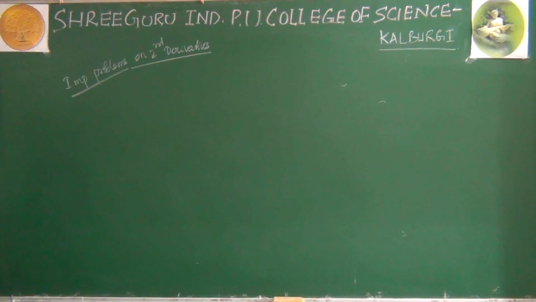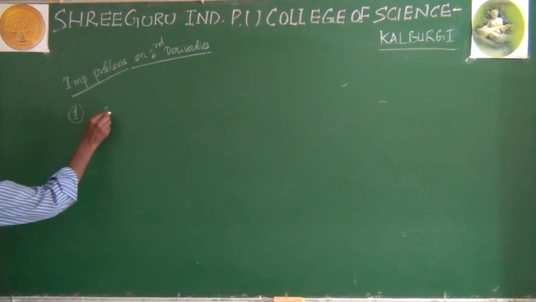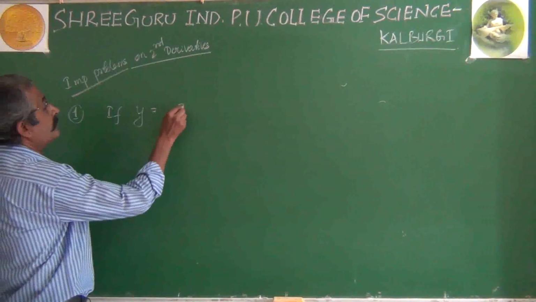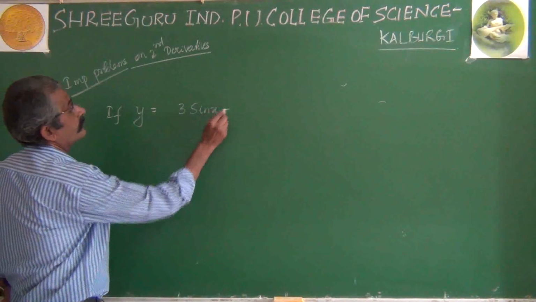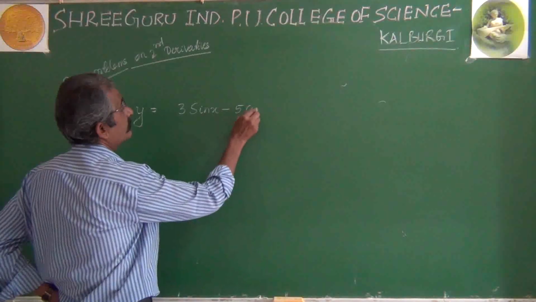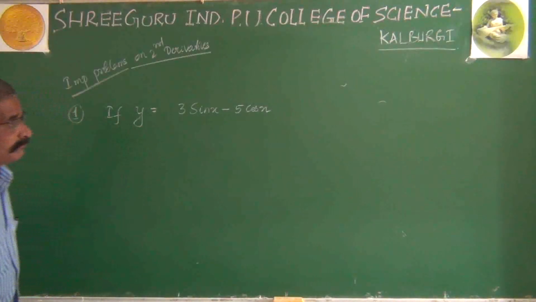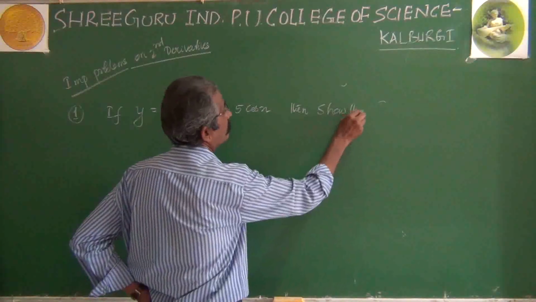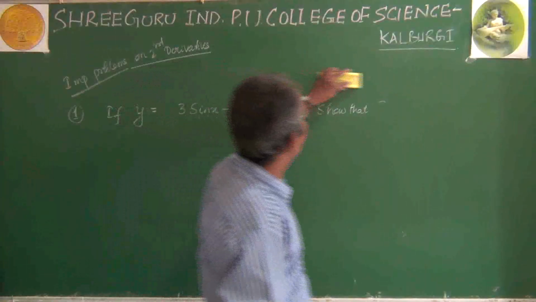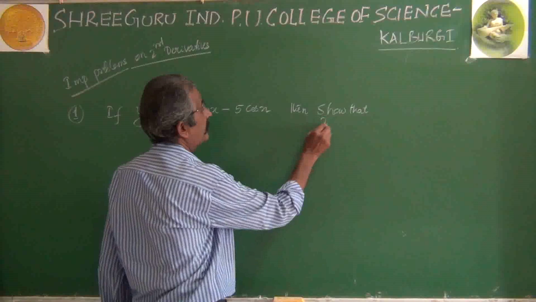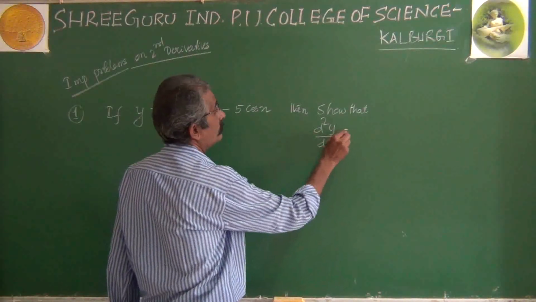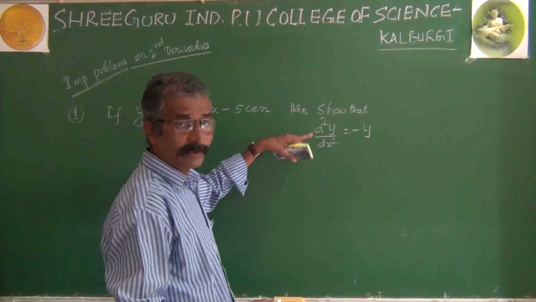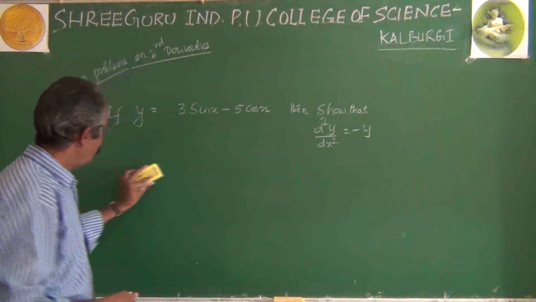Right, the first question under important problems: if y equals 3 sin x minus 5 cos x, then show that d2y by dx2 equals minus of y, or it is equally the same as d2y by dx2 plus y equals 0. Solution.